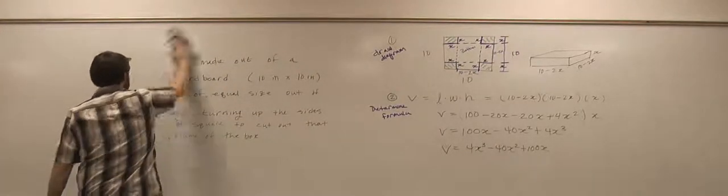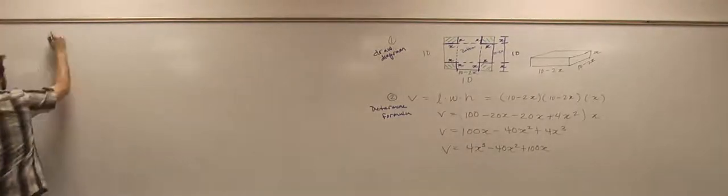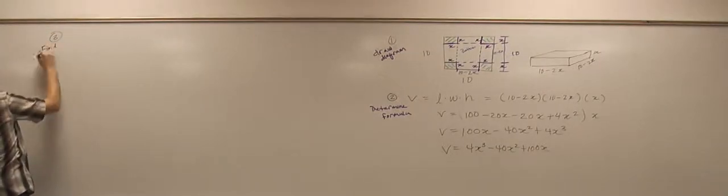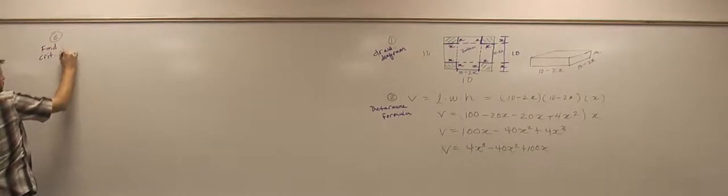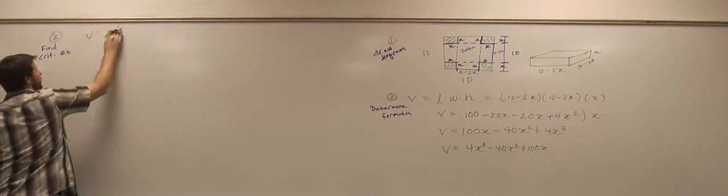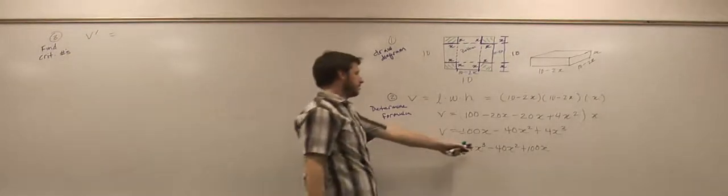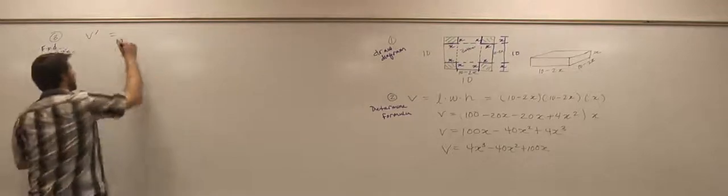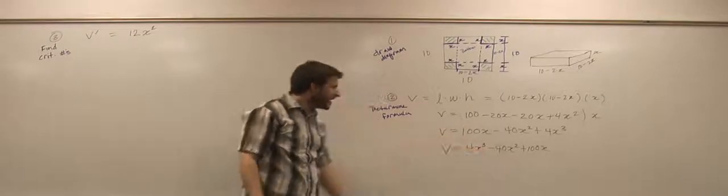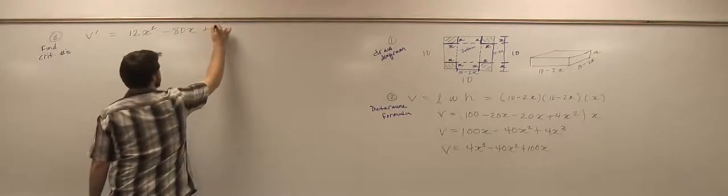And like I said, to actually find the x that's going to maximize this volume, I want to take the derivative. So find the critical numbers. So V prime, the derivative of volume, will equal, yeah, so do your power rule. The 3 comes down, 12x squared, let's see, minus 80x when the 2 comes down, plus 100.